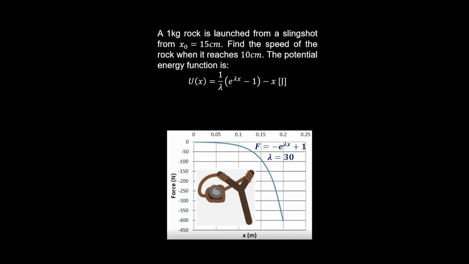A 1 kilo rock is launched from a slingshot from an initial position of 15 centimeters, and we're asked to find the speed of the rock when it reaches 10 centimeters, and we have the potential energy function. So the initial energy input into the system remains constant, so that's U at 0.15, and that's equal to the kinetic energy of the rock, which is 1/2 times the mass times the speed squared, plus the potential energy of the rock when it reaches 10 centimeters. And therefore, if you evaluate U of 0.15 and subtract U of 0.1 from it, and flip this equation around, you're going to get the speed of the rock is 2.1 meters per second.